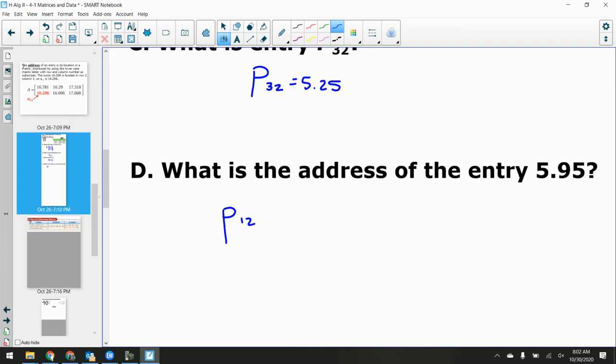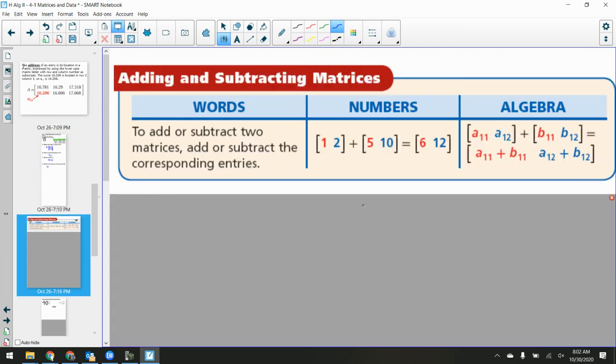Again, a lot of this introductory section is just learning the language of it. Gotta learn how to talk about it. So let's start doing some operations. Let's start talking about adding and subtracting, because I'll tell you right now, adding and subtracting is pretty easy with matrices. Now, there's only certain times when you can do adding and subtracting, and we'll talk about that in a minute.